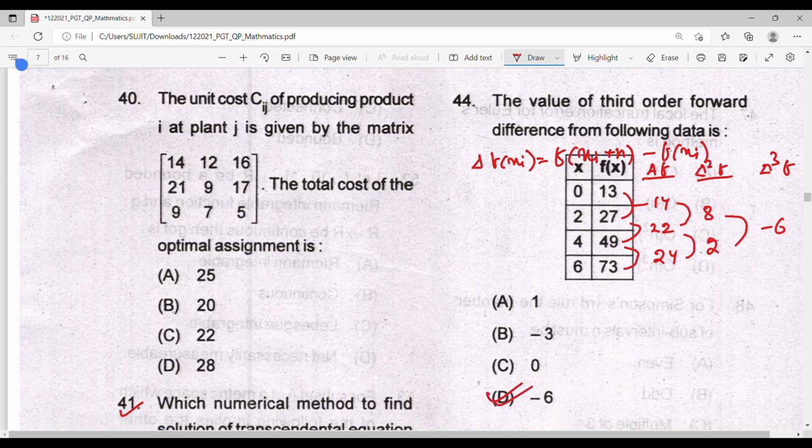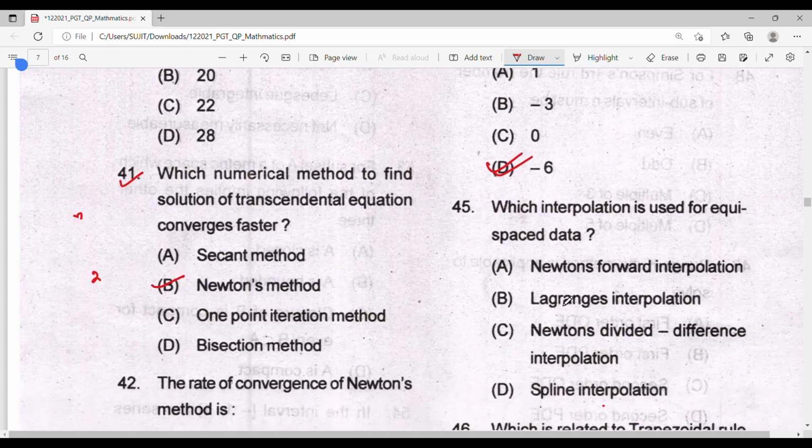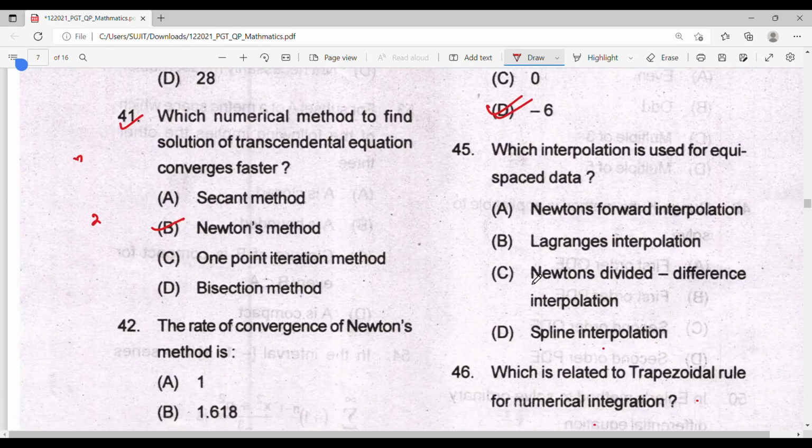Now come to question number 45. The question asks which interpolation is used for equispaced data. For equispaced data, we use Newton forward interpolation. In Lagrange interpolation, it is not necessary that the interpolating nodes are equispaced. Similarly, in Newton's divided difference and spline interpolation also. So option A is correct.